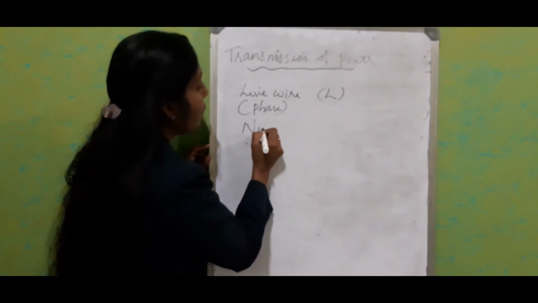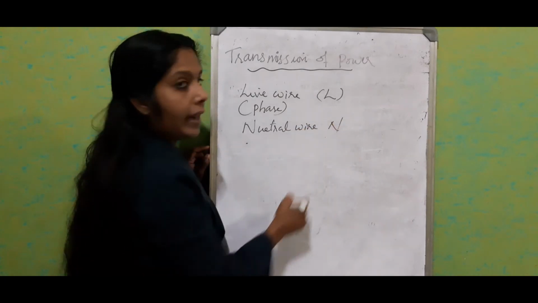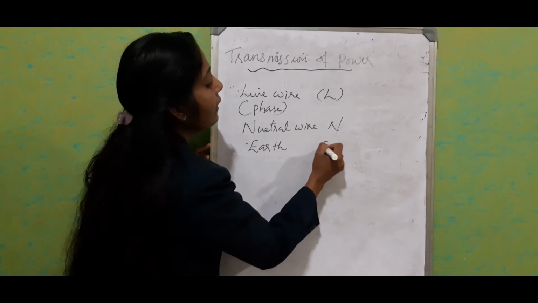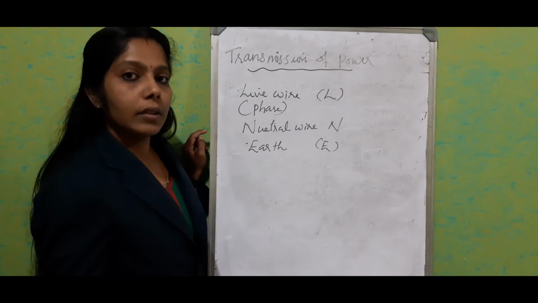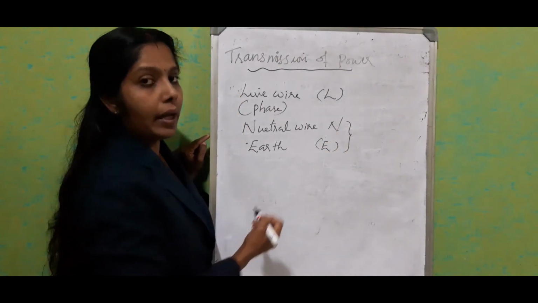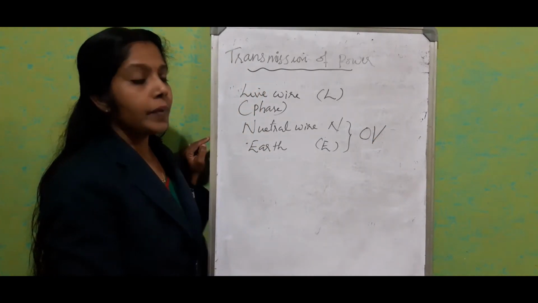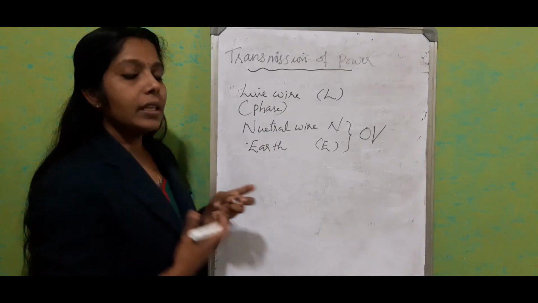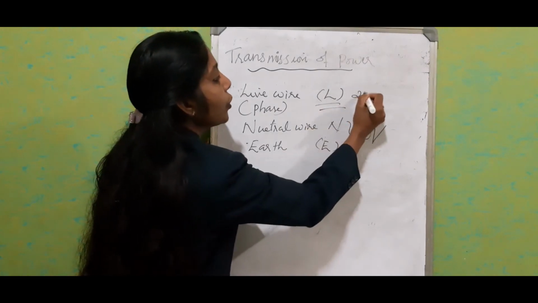Then there will be a neutral wire, represented by N, and there should be an earth connection, which is E. Before distributing to the houses from the city substation, the neutral wire and earth wire are connected to zero potential, or zero volt. So we used to call it earth. The neutral connection's potential is always zero volt, while the live wire has 220 volt.